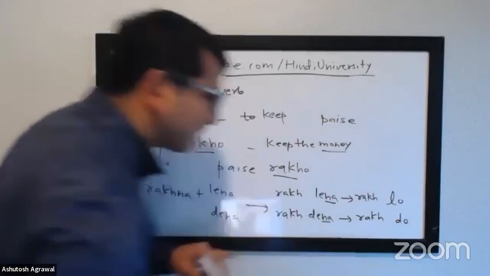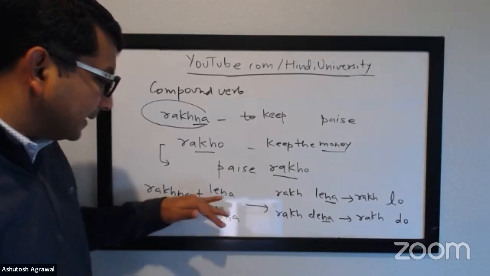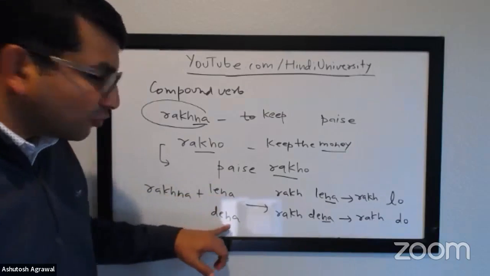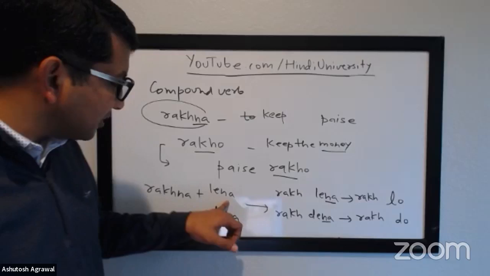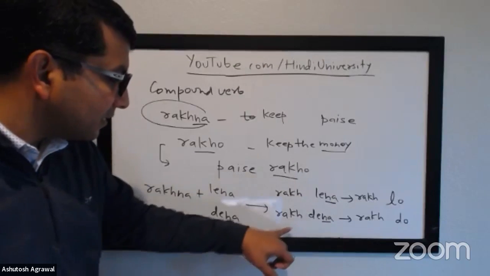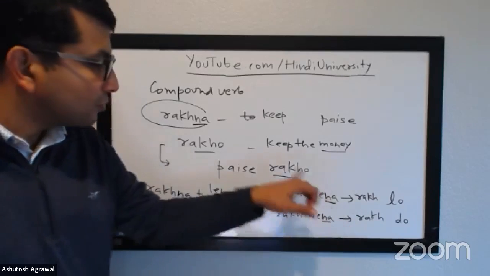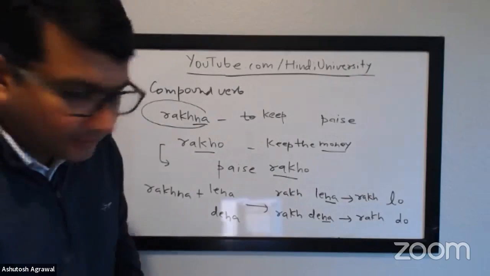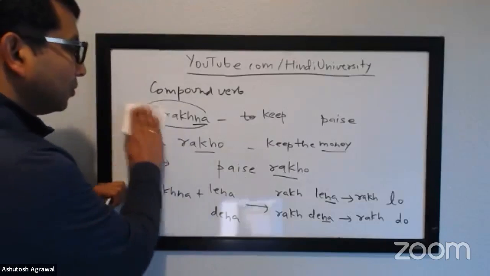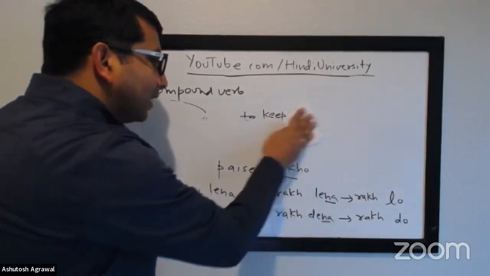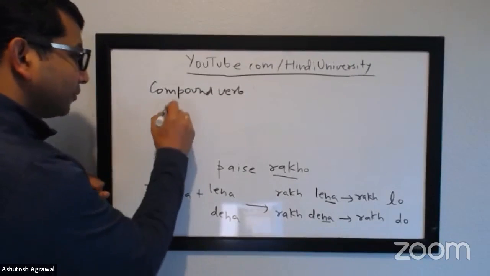Any questions, anyone on this part? You have rakhna, which is to keep, using it with lena and dena. So far, we have not explained the meaning of it. So far, it's just the generation part. Rakhna plus lena becomes rakh lena, rakh dena. In the imperative, it becomes rakh lo and rakh do. So the same example, if you have to revisit: earlier this was paise rakho, we just keep the money. Now I'm using it with rakh lo and rakh do. So this is your number one. What is number two and number three?